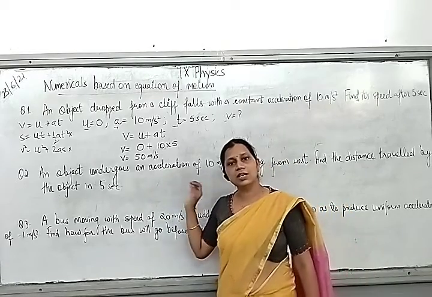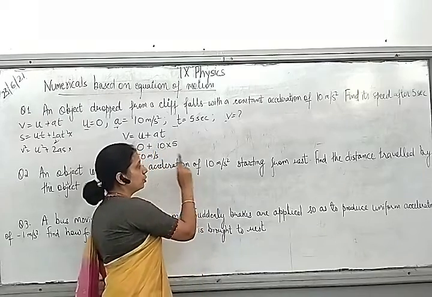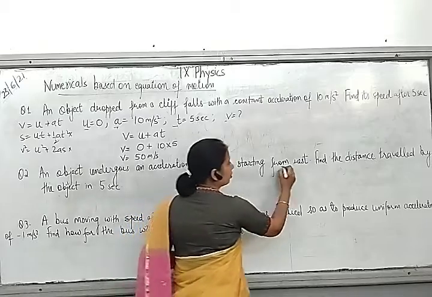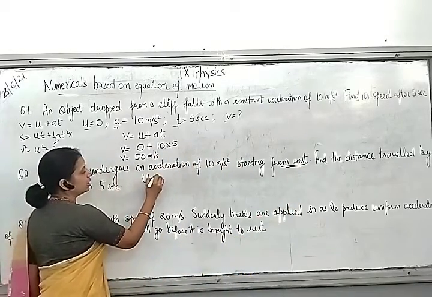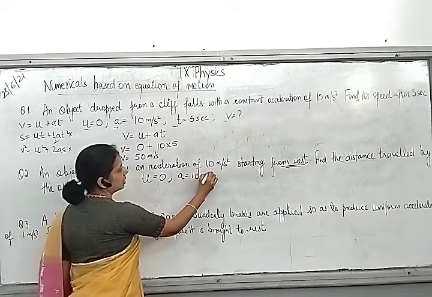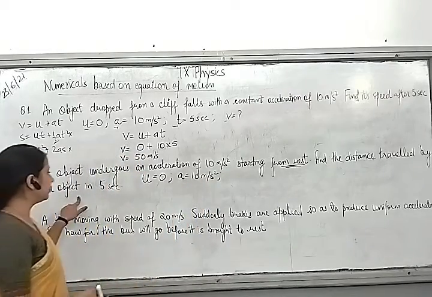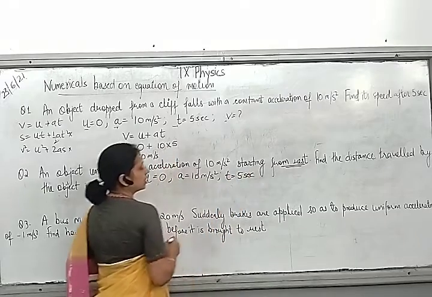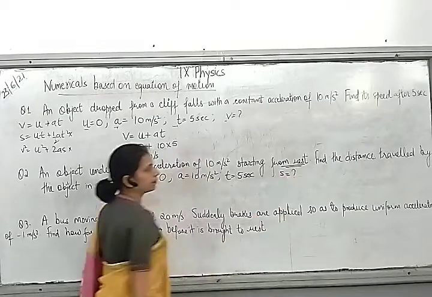So let's start writing which quantities are given in the question. Starting from rest. Whenever it is written starting from rest, that means your initial velocity u is 0. Acceleration is 10 meter per second square. And distance traveled you have to find after 5 seconds. So time is 5 seconds. So what will be the distance? So s you have to find.